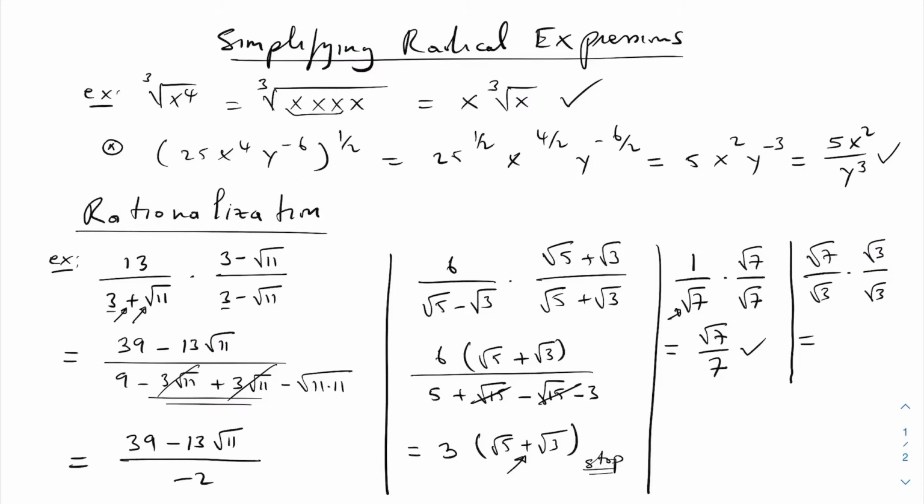And so on the top, you're going to have root 7 times root 3. Here you can actually merge them together and get root 21 because they are factors. They are multiplying each other, unlike the terms before that were not multiplying each other. So you're going to have root 21 here divided by root 3 times root 3, which gives you root 9, which gives you 3.